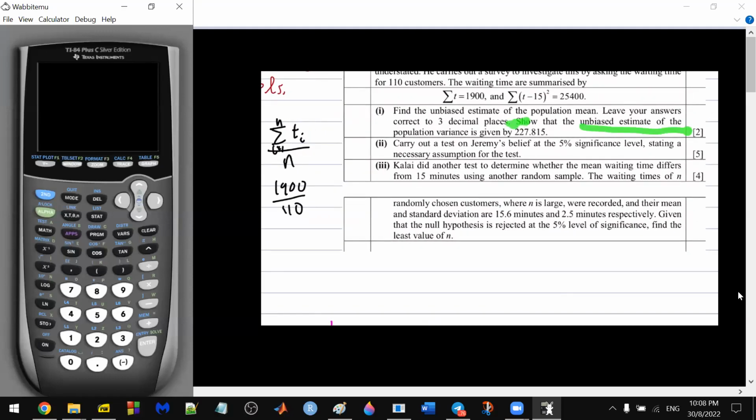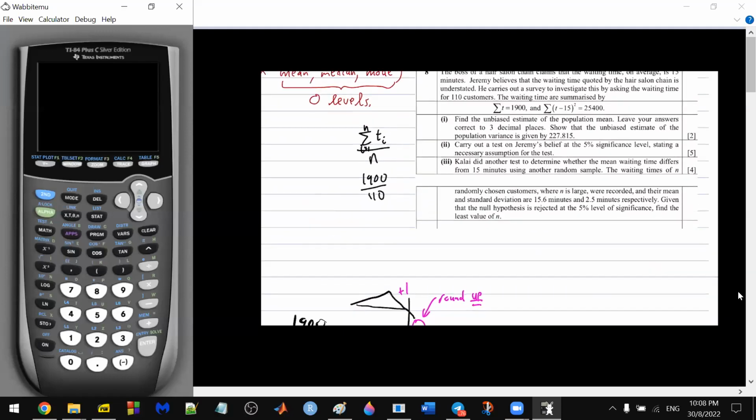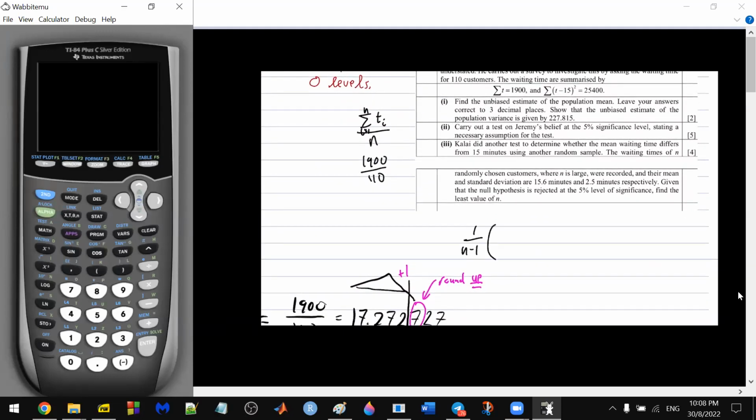Let's look at the other half of part 1. Show that the unbiased estimate of the population variance is given by this value, 227.815. So how do we do it? Just use the formula again. Correct. You must use the x minus a version. So sum of (x minus a) squared minus (sum of (x minus a)) squared over n. No square around the n.